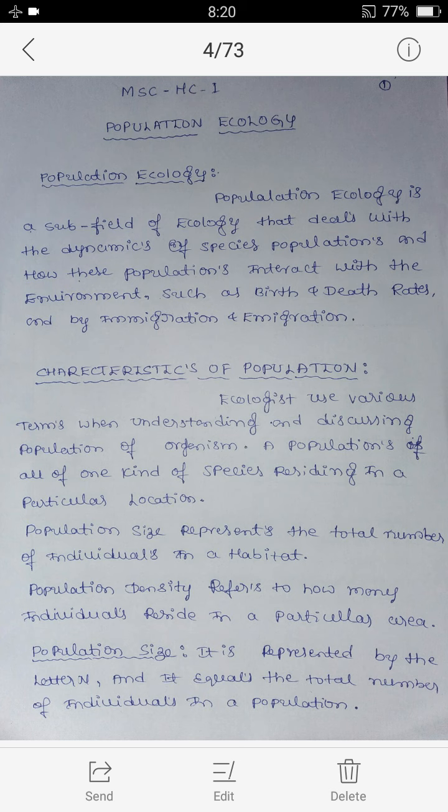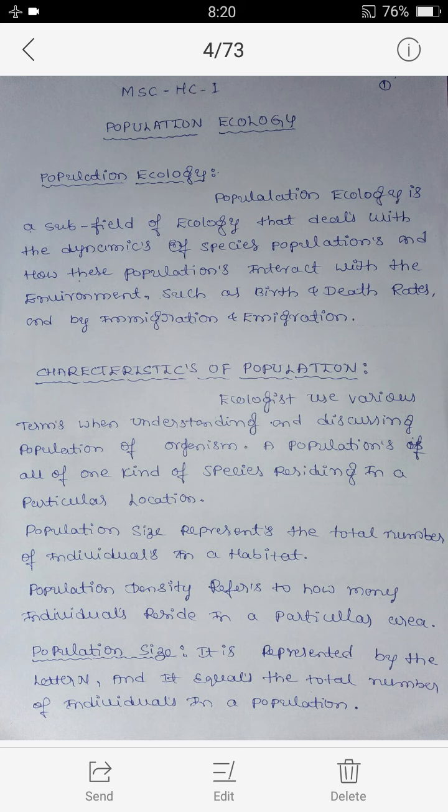Population size represents the total number of individuals in a habitat. Population density refers to how many individuals reside in a particular area. Now we will discuss one by one. First one, population size.